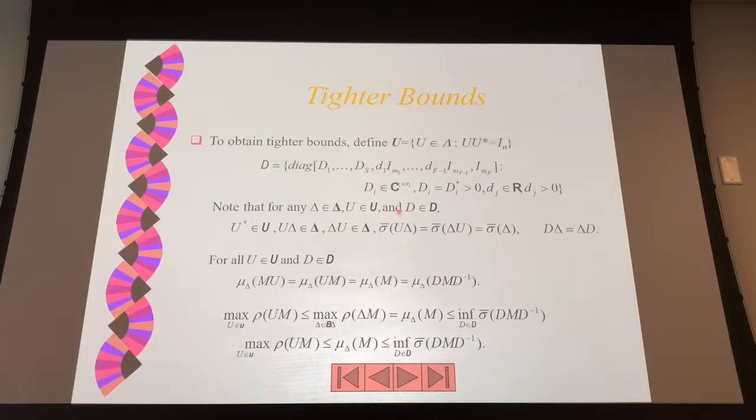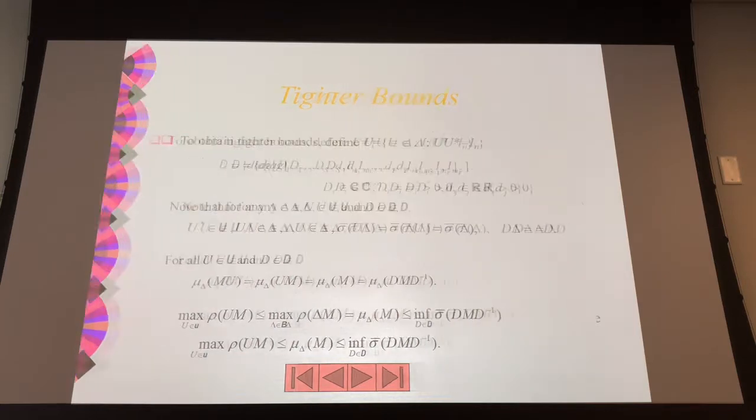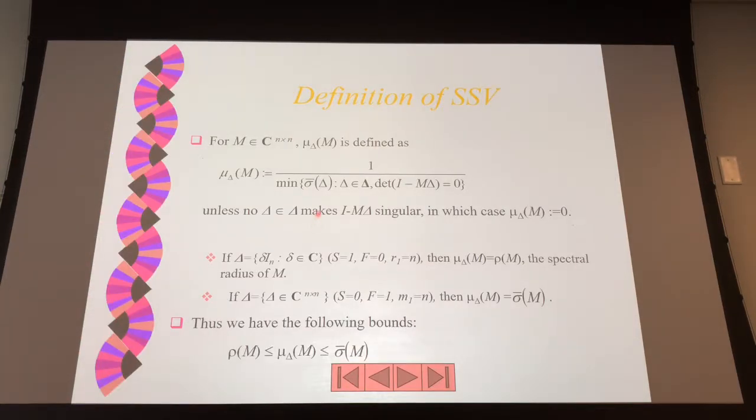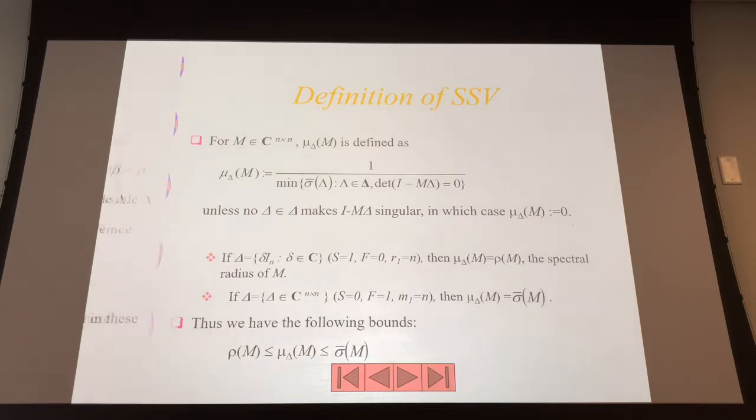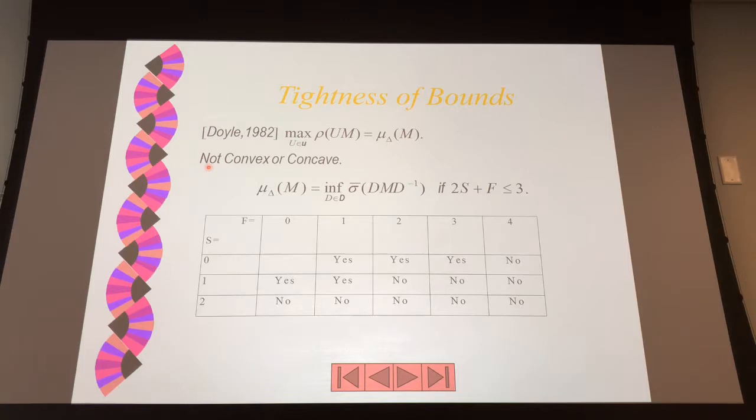So you have two sets. One is the scaling set, another is the structured scaling set. You do the scaling here, or you do scaling here, and you will be able to make the mu more accurate. Remember, go back one slide. Because the delta is from this structured set, depending on the S or F, there are different structures. In the literature, people have already discovered this.